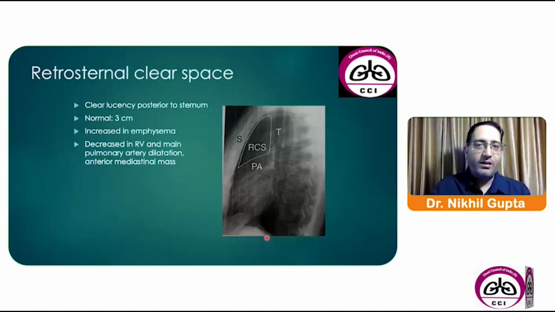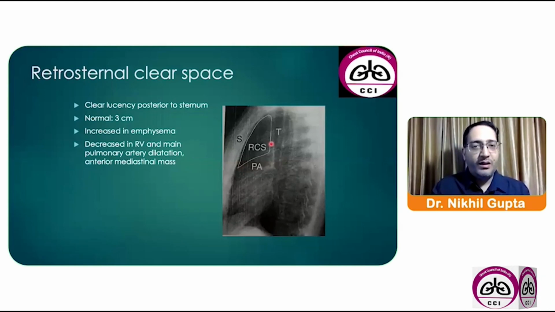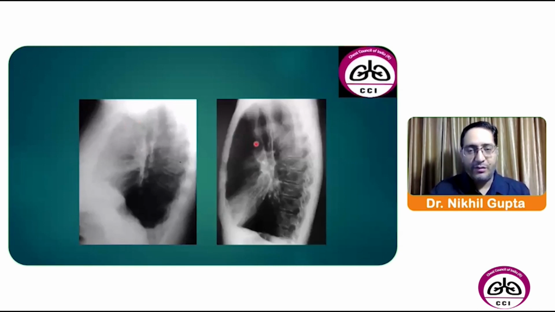Coming to the retrosternal clear space, it is the normal lucency posterior to the sternum, normally around 3 centimeters. It is increased in emphysema, decreased in RV enlargement, main pulmonary artery dilatation and anterior mediastinal mass, as seen here. This is the retrosternal clear space. It is increased in emphysema. Here it is obliterated in a thymoma and increased in emphysema.